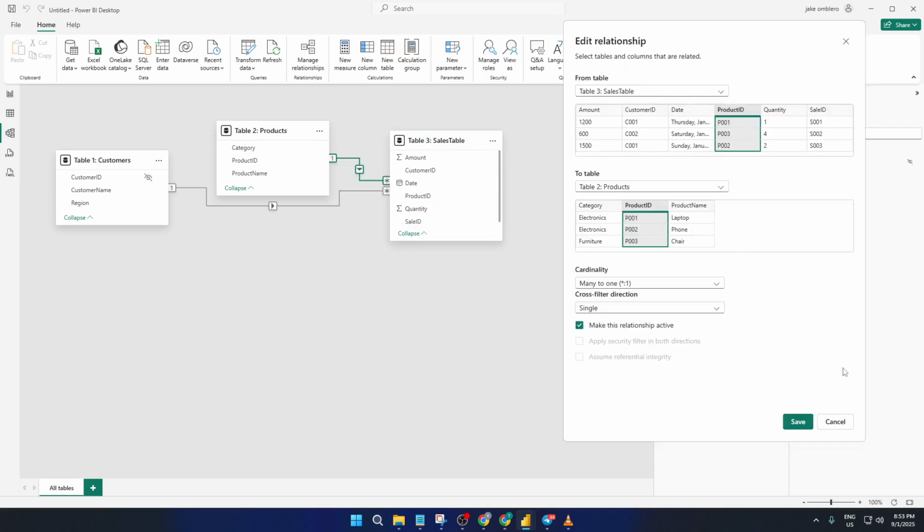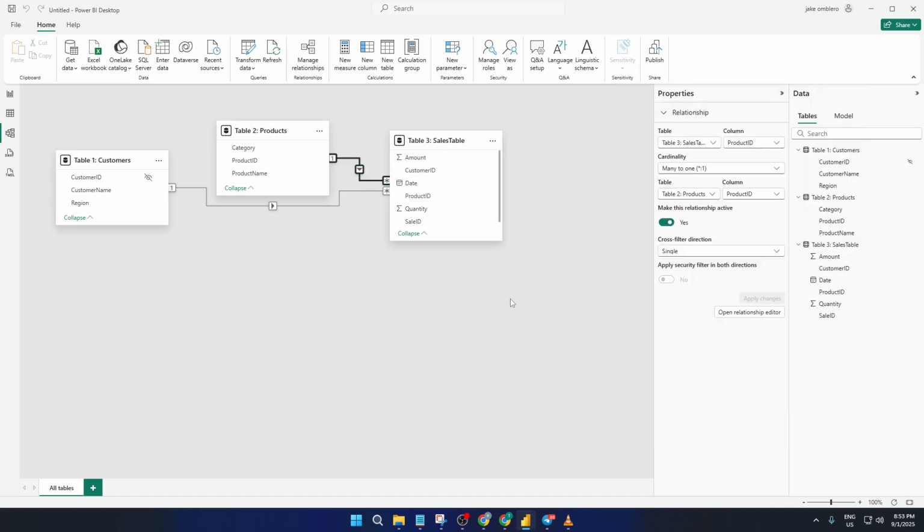Here's a quick phrase I like to use in training. The fact table stores the transactions. The dimension tables describe the transactions. Relationships connect the keys so Power BI knows how to filter across tables. That's the secret sauce to getting your reports to answer the real questions. Alright, that's a wrap on the essentials of creating and managing relationships in Power BI.